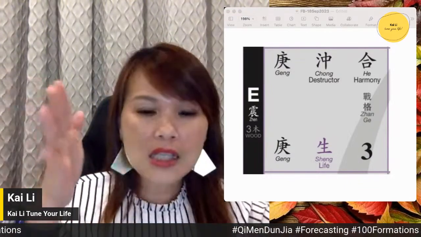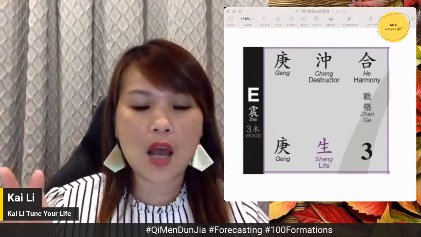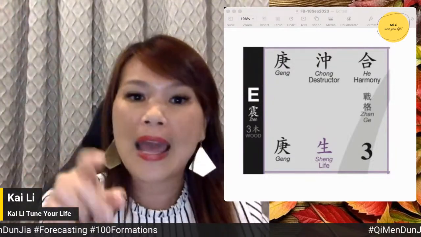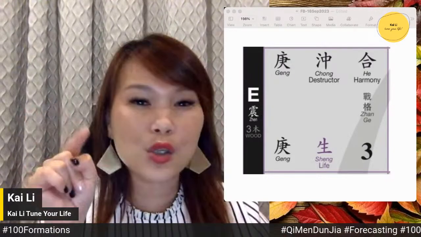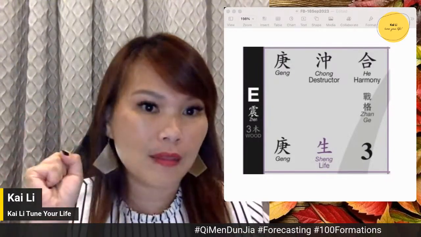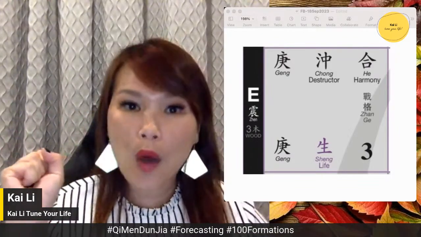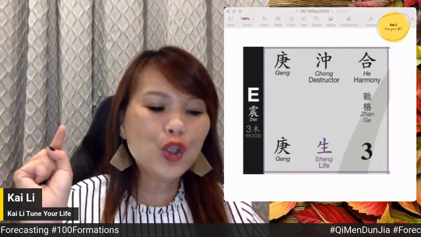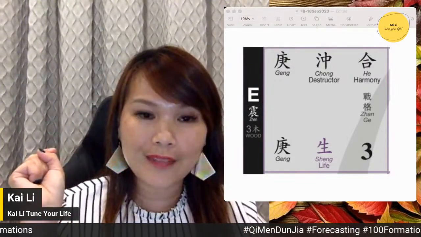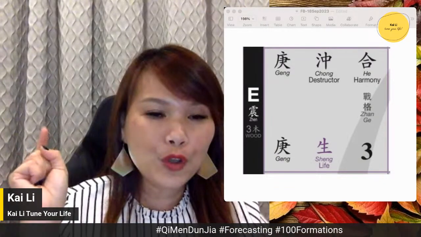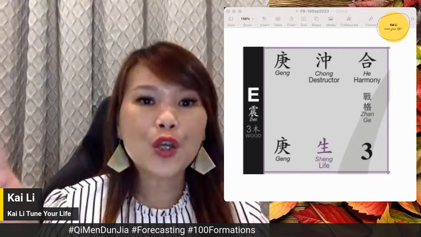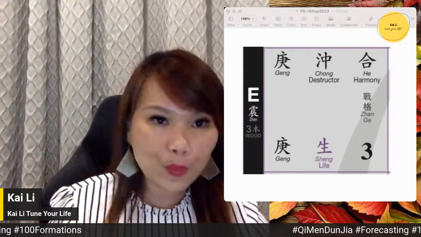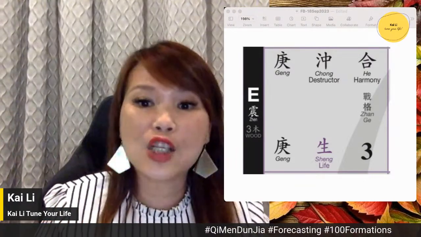So this palace is telling you, if your question is related to relationship, this relationship will bring you some of the profit, some opportunity, some wealth opportunity. But this formation is telling you, you need to be authentic. If you are not real, if you are not being yourself, you will not get the profit that you want, or you will not get the improvement of the relations that you want.